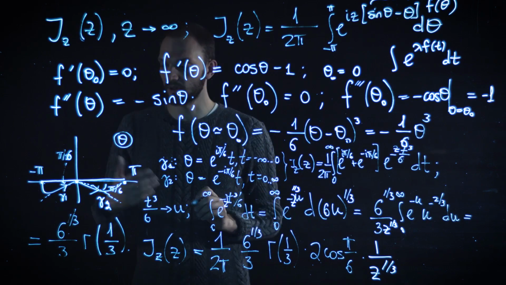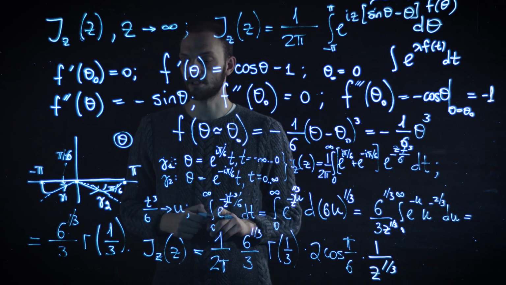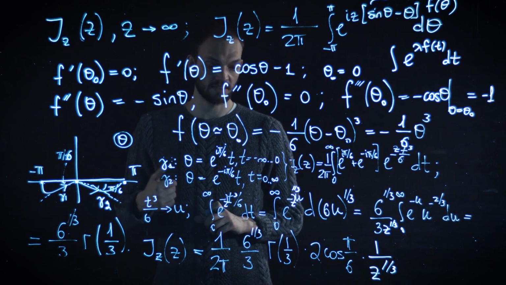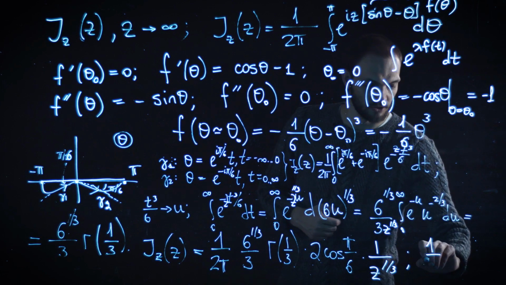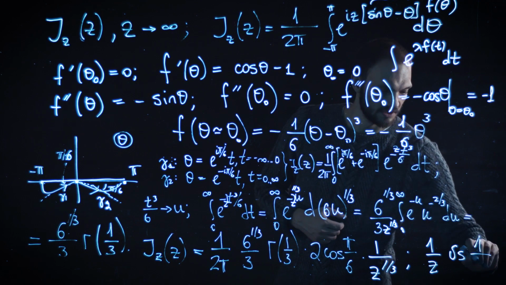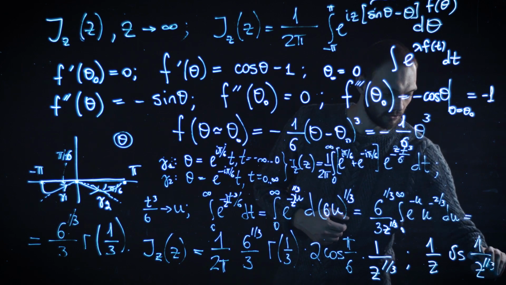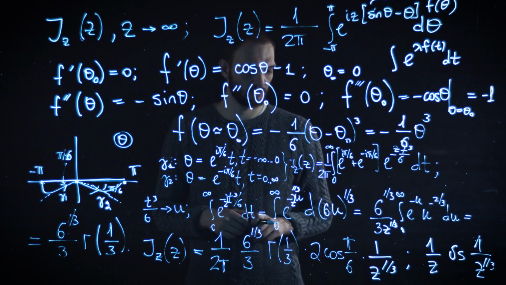And comparing the contribution of the stationary point with respect to the endpoints tells us immediately that they compare to each other as 1 over z from the endpoint versus 1 over z to power 1/3 from the stationary point. So in this case, the contribution of the endpoints can be safely neglected.